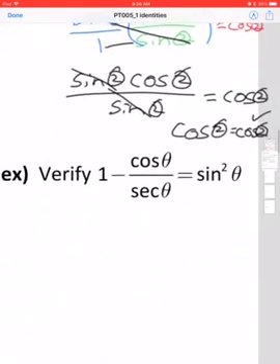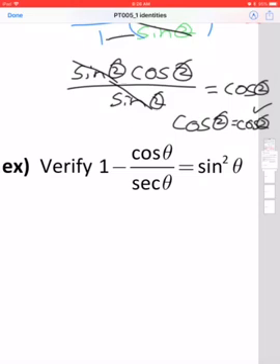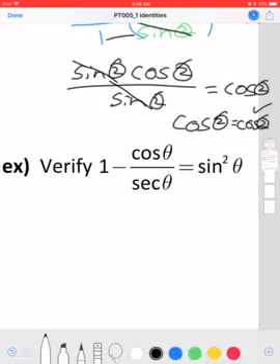What else do we got? We have to verify 1 minus cosine of theta over secant of theta equals sine squared of theta. Okay, what do you think we can rewrite?